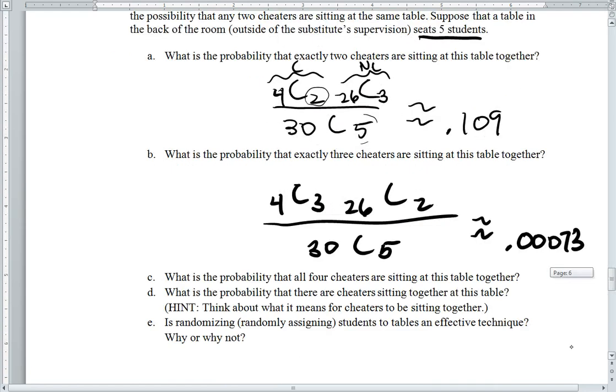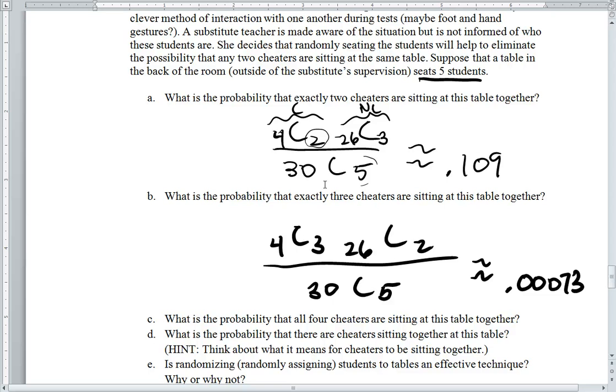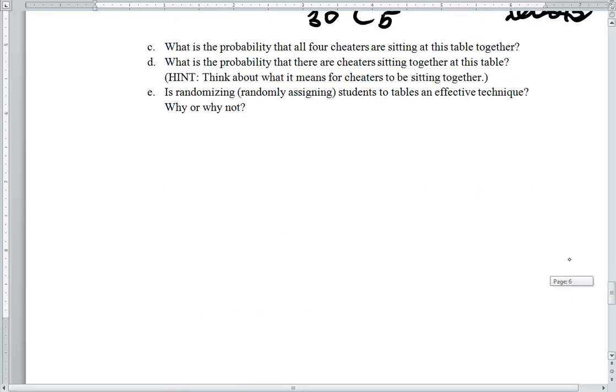So the more cheaters that we would expect to have at that table, the lower the probability, since 3 of them are coming from the smaller group, but now only 2 are coming from the other. And I think this is incorrect. I think this should actually be about 0.009. So I take that back. 0.009 is what this should come out to.